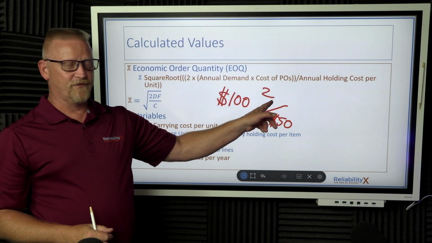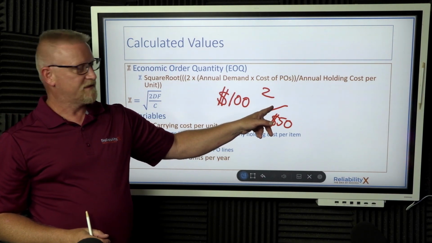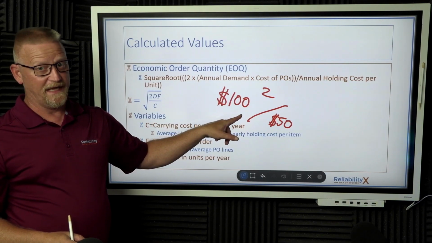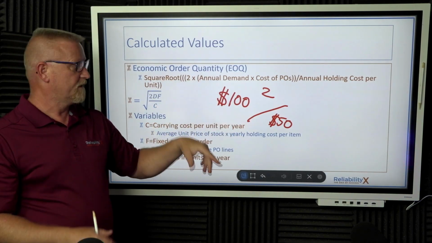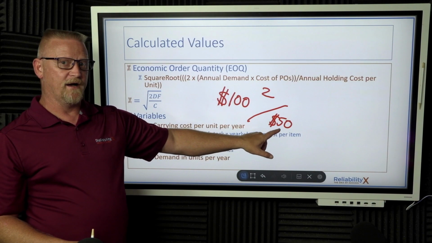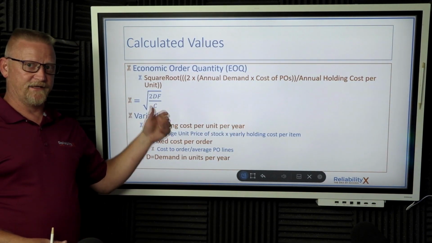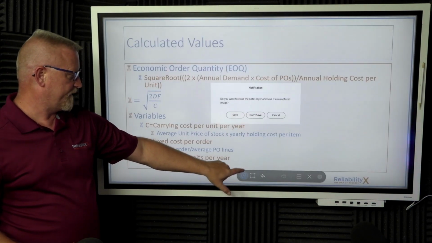So get the average number of purchase rec line items, divide that into the average cost to place any individualized order, and that gives you the per line item average cost. All of that goes into the calculation for economic order quantity.